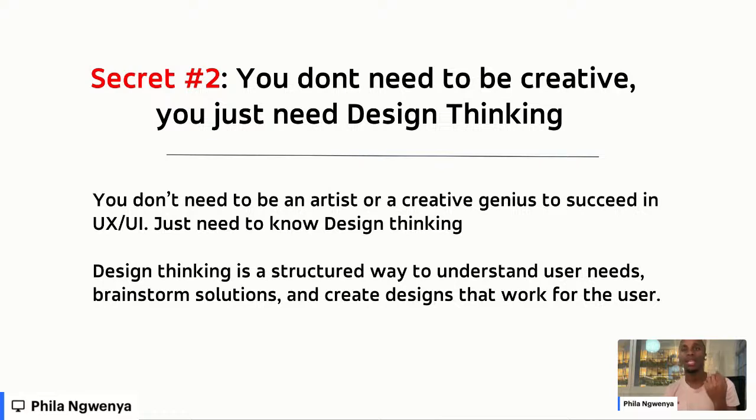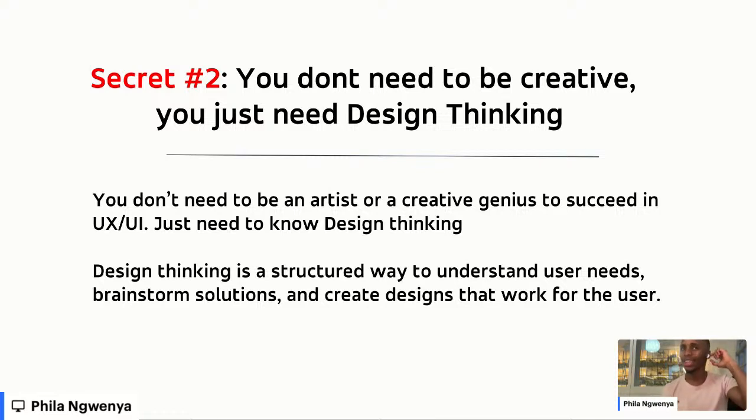Design thinking is basically a structured way to understand the user's needs, brainstorm solutions, and create designs that work. So the first step is to understand the user's needs, what we went through just now on the users that we serve: the needs, the wants, and how they behave. And then we brainstorm solutions. Of course, when we know about our user and we've done that research on Amazon, we brainstorm how we can provide simple solutions for the user that will benefit them. And then we create a design that will work for that user.